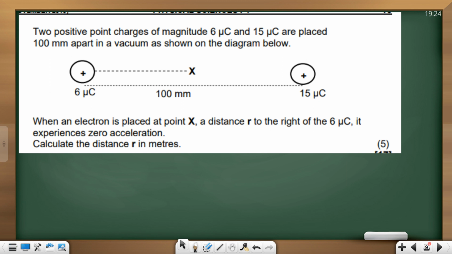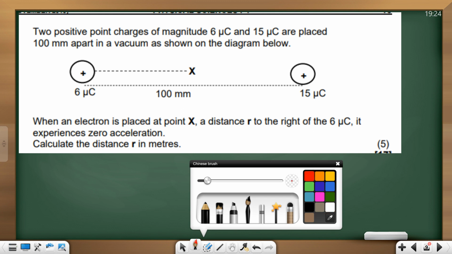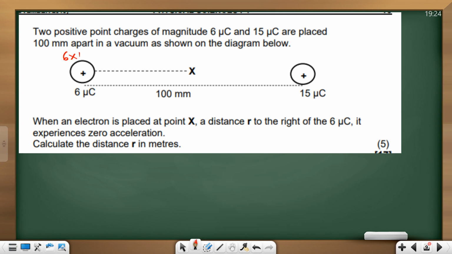Charges of magnitude 6. The first thing, guys, I don't work with this micro. I need to convert that. How do we convert the micro? Are placed 100 millimeters apart. What do I do? I divide by what? 1,000.